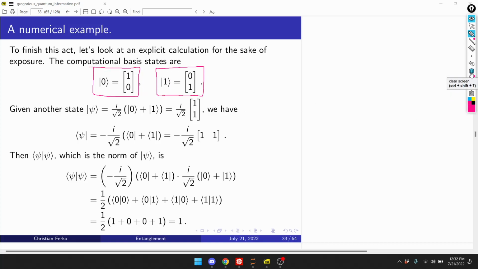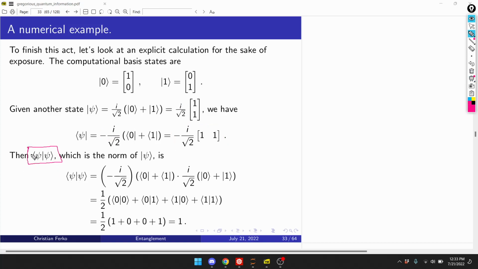Now let me define another state. I can define a state which is, say, i over root 2 times 0 ket plus 1 ket, which is this column vector. Kets are column vectors. Now, what is the bra? Remember, to go from ket to bra, I complex conjugate each entry and go to a row vector. So since there was an i and I complex conjugate, this goes to a minus i by the conjugation. And then each of these kets turns into the appropriate bra, which gives me a row vector. So that's this.